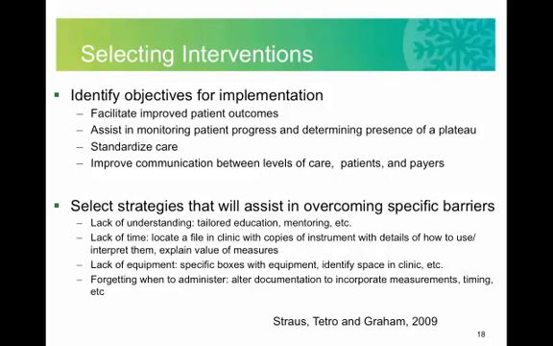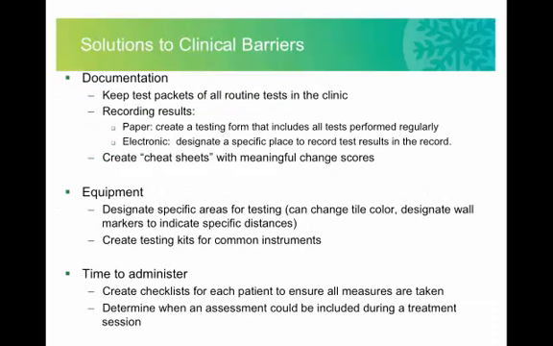Some examples of how the selected strategies will assist in overcoming barriers include providing specific boxes with equipment and identified space in the clinic to perform the measure, and altering documentation to help remind clinicians of which instruments they should use and when they should use them. Other solutions to clinical barriers include documentation, equipment, and thinking about the time it takes to administer the instrument.